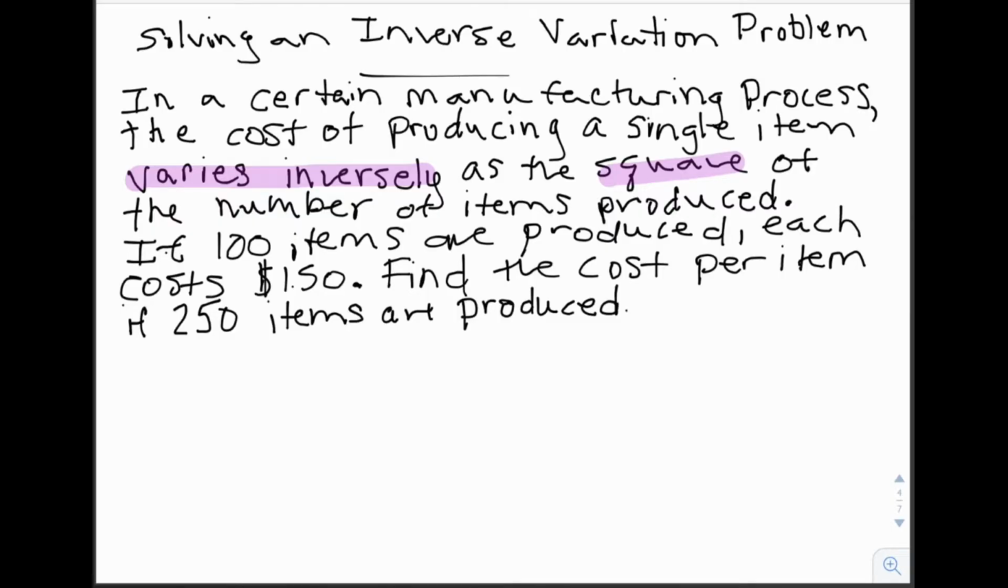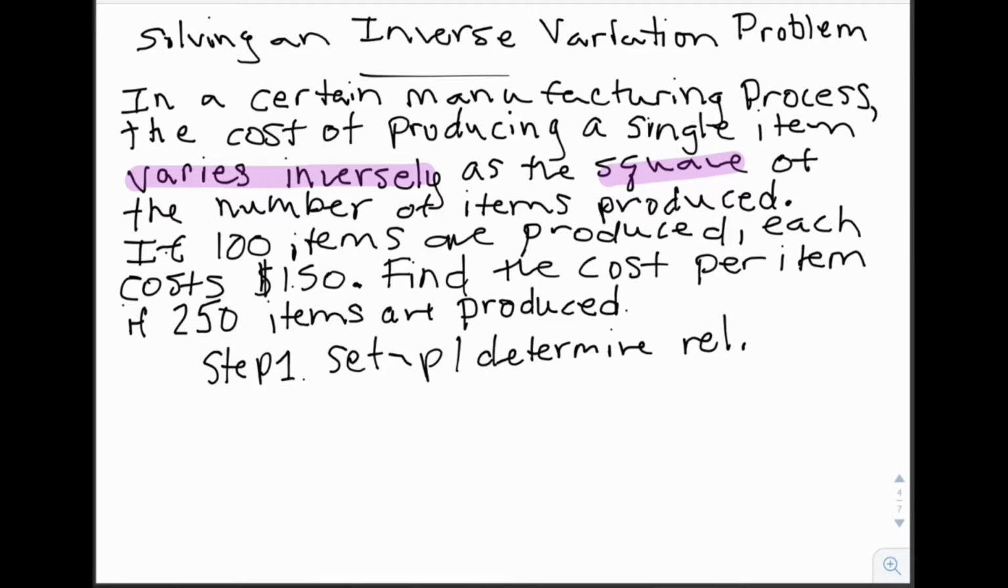So let's set up our steps here. So step 1, we want to determine / write the general relationship among the variables and use the constant k. So step 1, we want to set up / determine our general relationship. So I'll abbreviate relationship, and then we want to use / find our constant k. So use constant k.